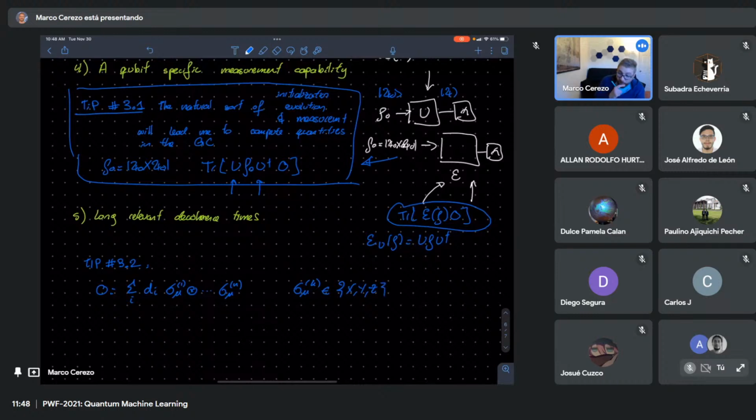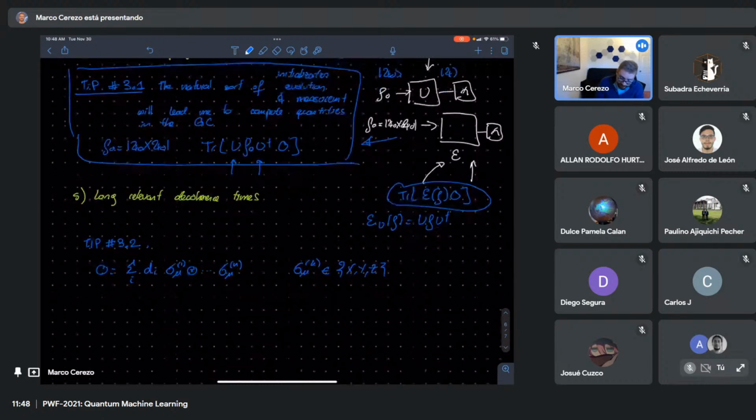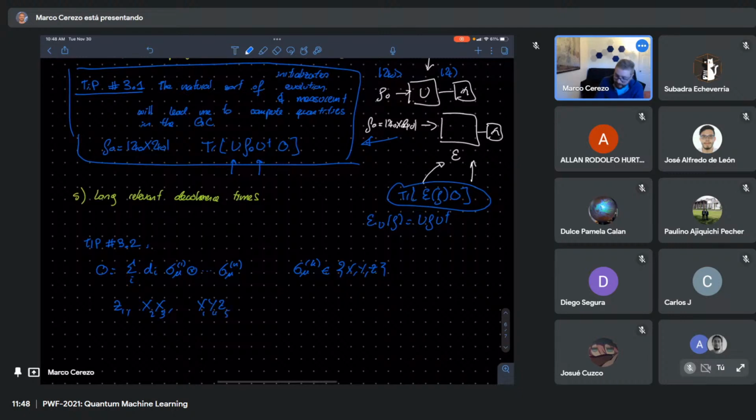So we're going to be computing the expectation values of things that look like tensor products of Paulis. For instance, I'm going to compute the expectation value of Z, or of XX, or maybe X, Y, Z on qubits 1, 2, 3, or on qubits 1, 4, 5, whatever. But these are the sort of things that I'm going to be computing.